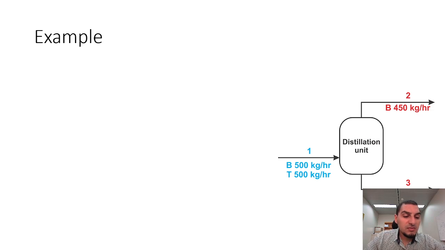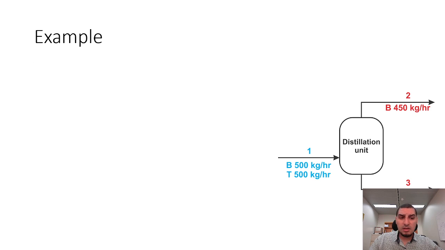One thing else that is very helpful to do when we solve such problems is to number the streams. So I have this stream to be stream number 1, this stream number 2, this stream number 3. This is very helpful especially if we have large flow sheets. We might have 30, 40, 50 streams. So numbering the streams makes it easy for you to tell which stream you are talking about, or which stream you are interested in.